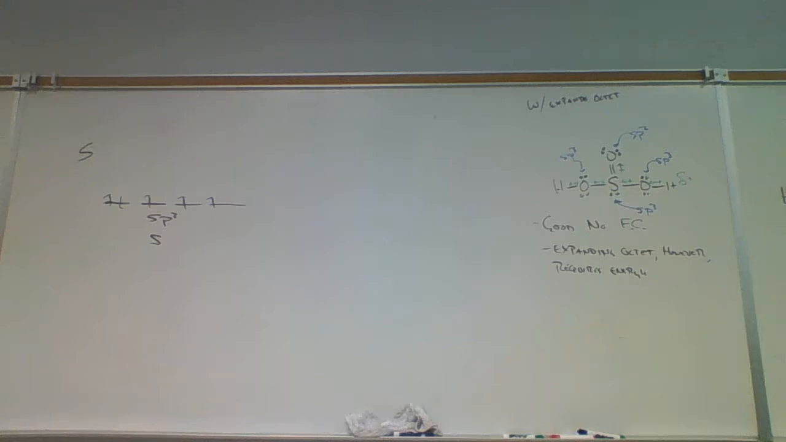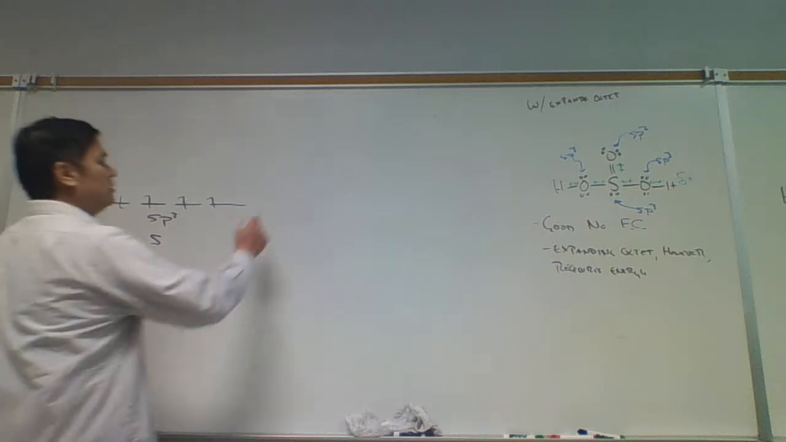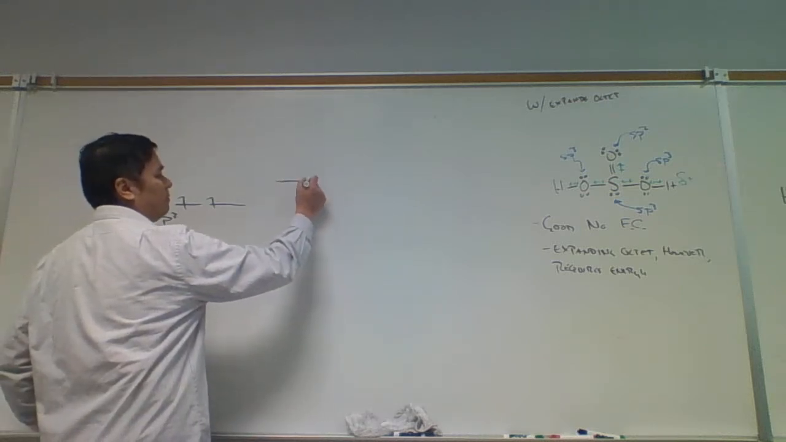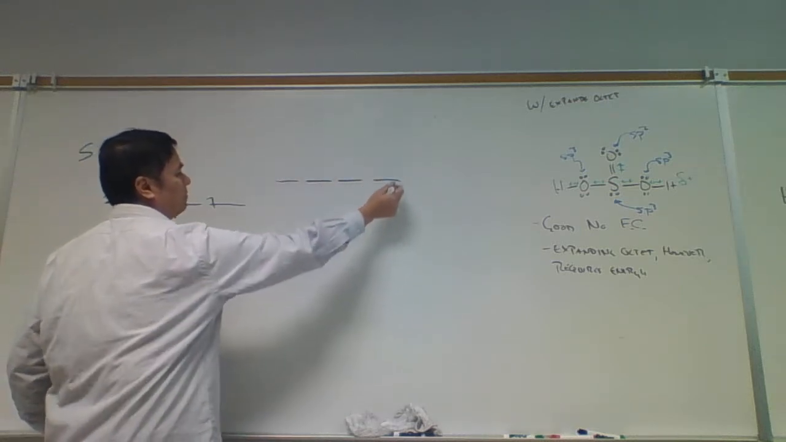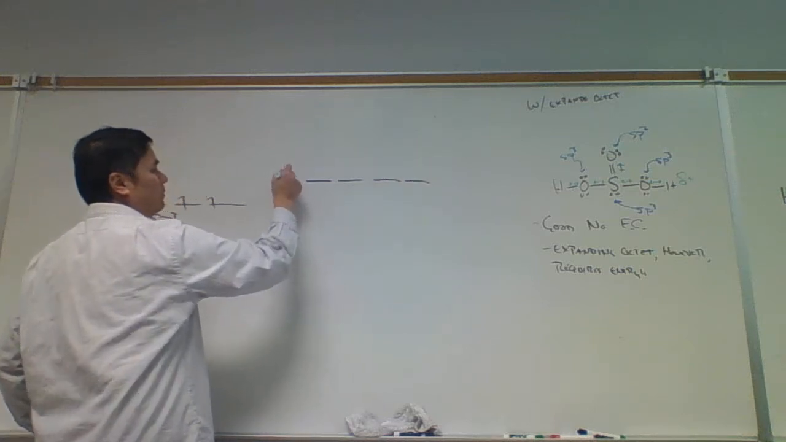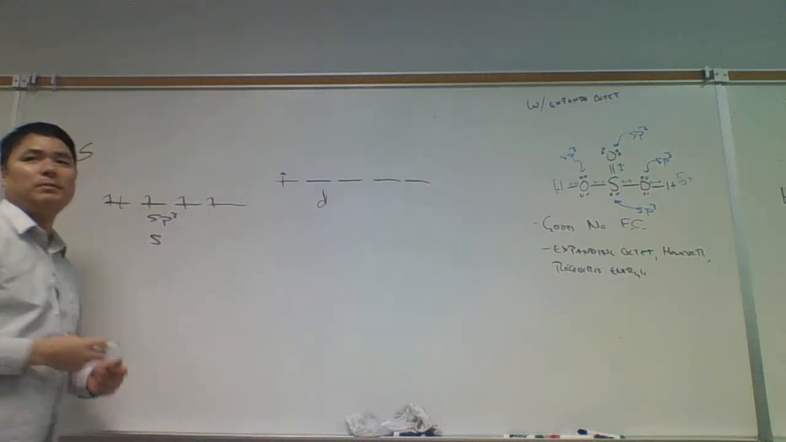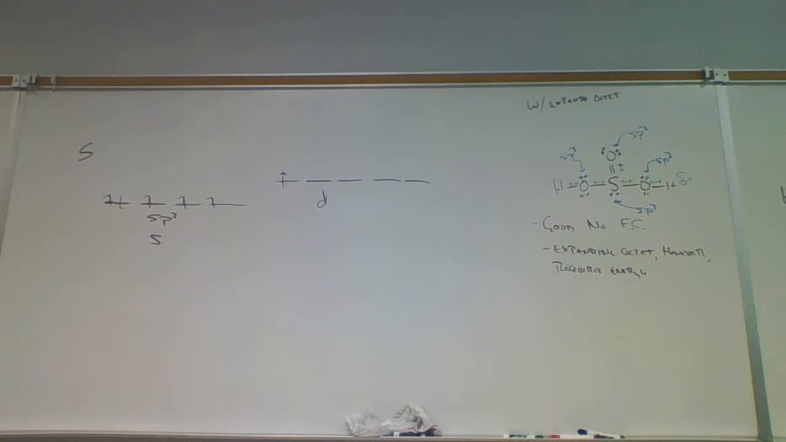To the d orbital? Yeah, to the d orbital. That's correct. This one goes to the d orbital. Why not a p orbital? Why can't I just put the 6th electron into a p orbital?